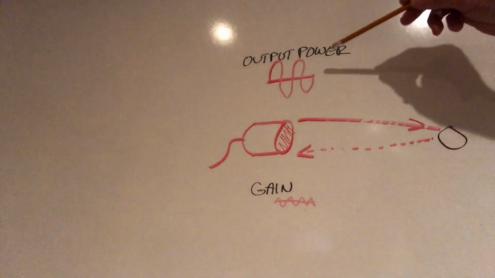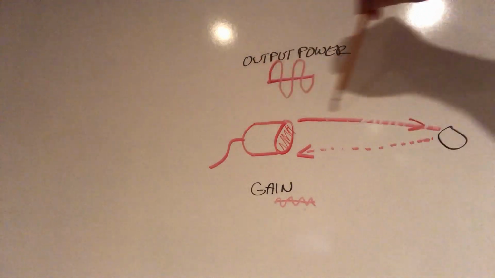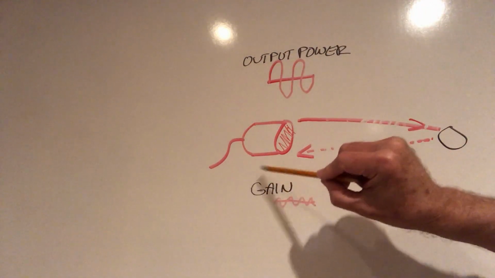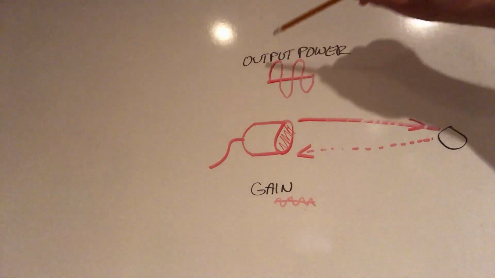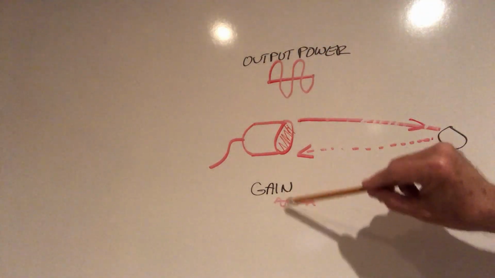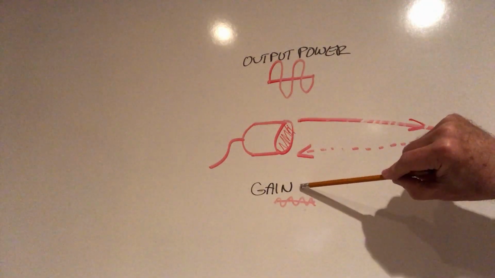Output power is another control that we have. Output power controls how powerful it is when it comes out of the transducer. Gain controls how much you amplify it when it gets back. Okay, it starts off high power, high amplitude, gets back low power, low amplitude. Output on the way out, gain once it gets back.